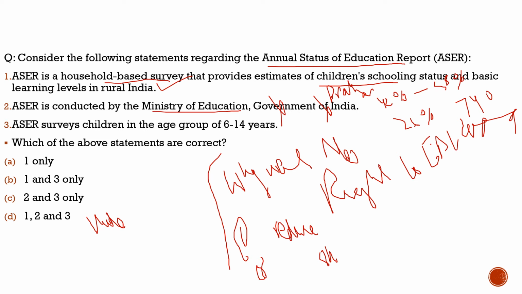Third statement: ASER surveys children in the age group of 6 to 14 years. Totally incorrect. Earlier it used to survey only this age group, but it has increased its scope, and youth are also included in it. So the correct statement is only statement 1. I hope you have understood the basics of the Annual Status of Education Report, why we discussed this, and why the no detention policy was introduced in the Right to Education Act of 2009, and why it has been rolled back, because of the education gap created. With this, let's move to another question.